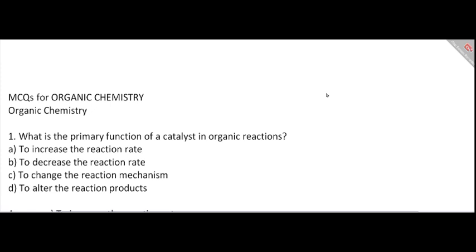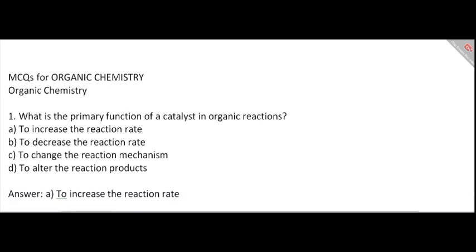Next question: which of the following is an example of a homologous series? Examples are alkane, alkene, alkyne. So option D is the correct answer. All of them are members of a homologous series.